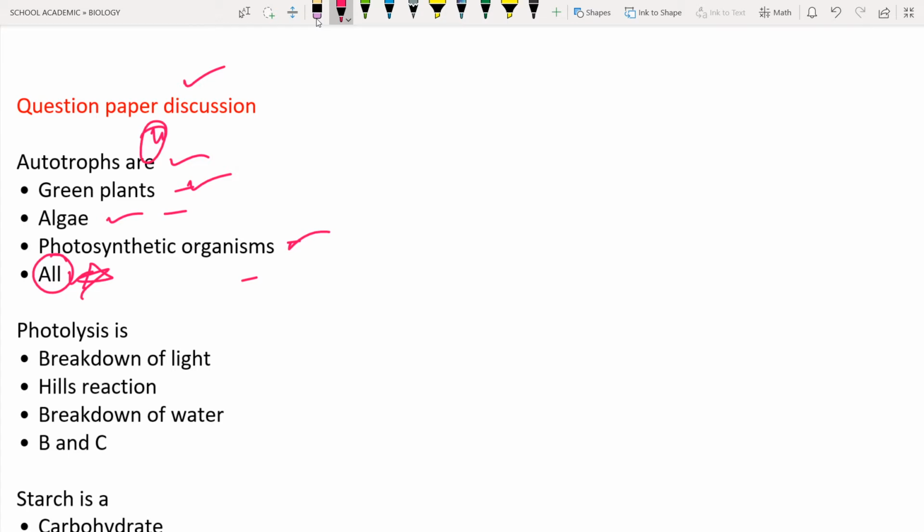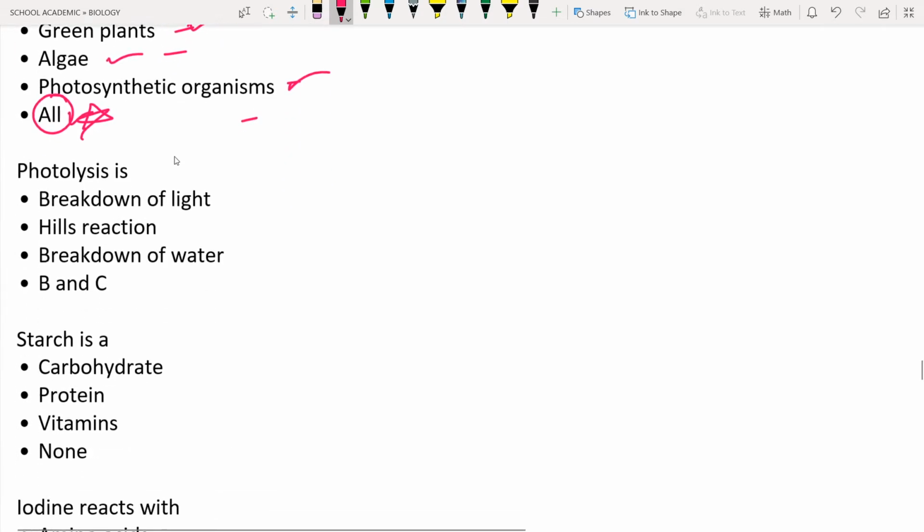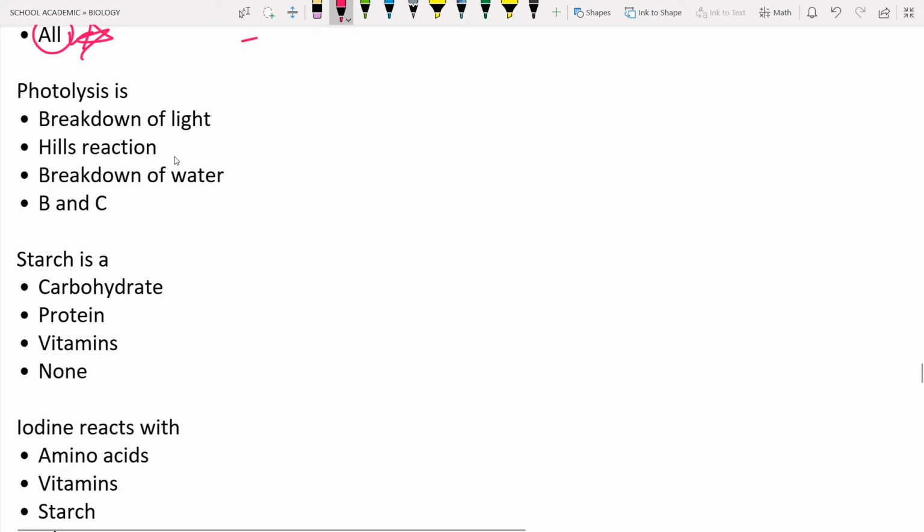Next is photolysis. The first option says breakdown of light. Many students have provided the wrong answer. Breakdown of light is not the correct answer. Photo means light, lysis is breakdown, but in our topic photolysis means using light to break down a molecule. What molecule? Water molecule. That is known as photolysis. Many students gave this answer, but this is the wrong answer.